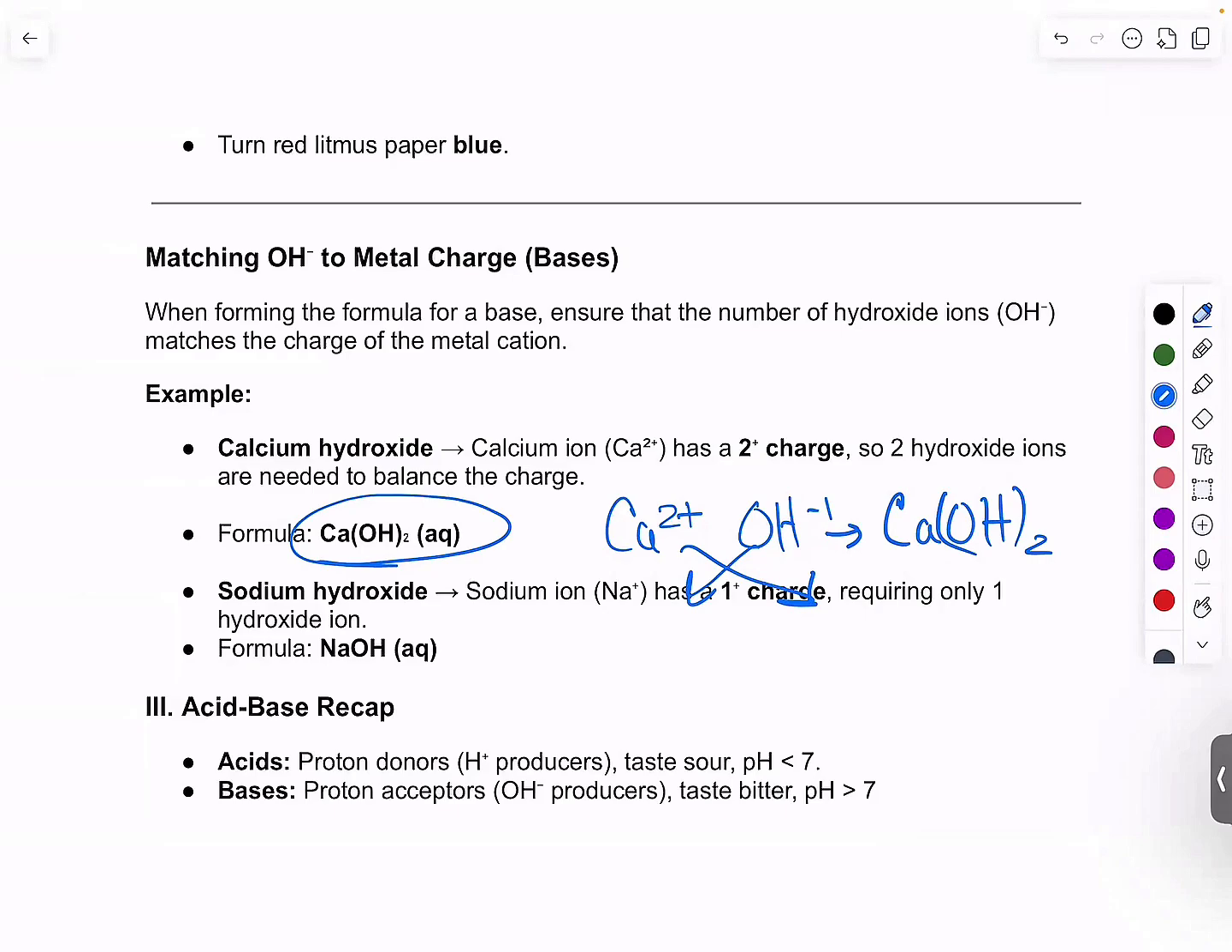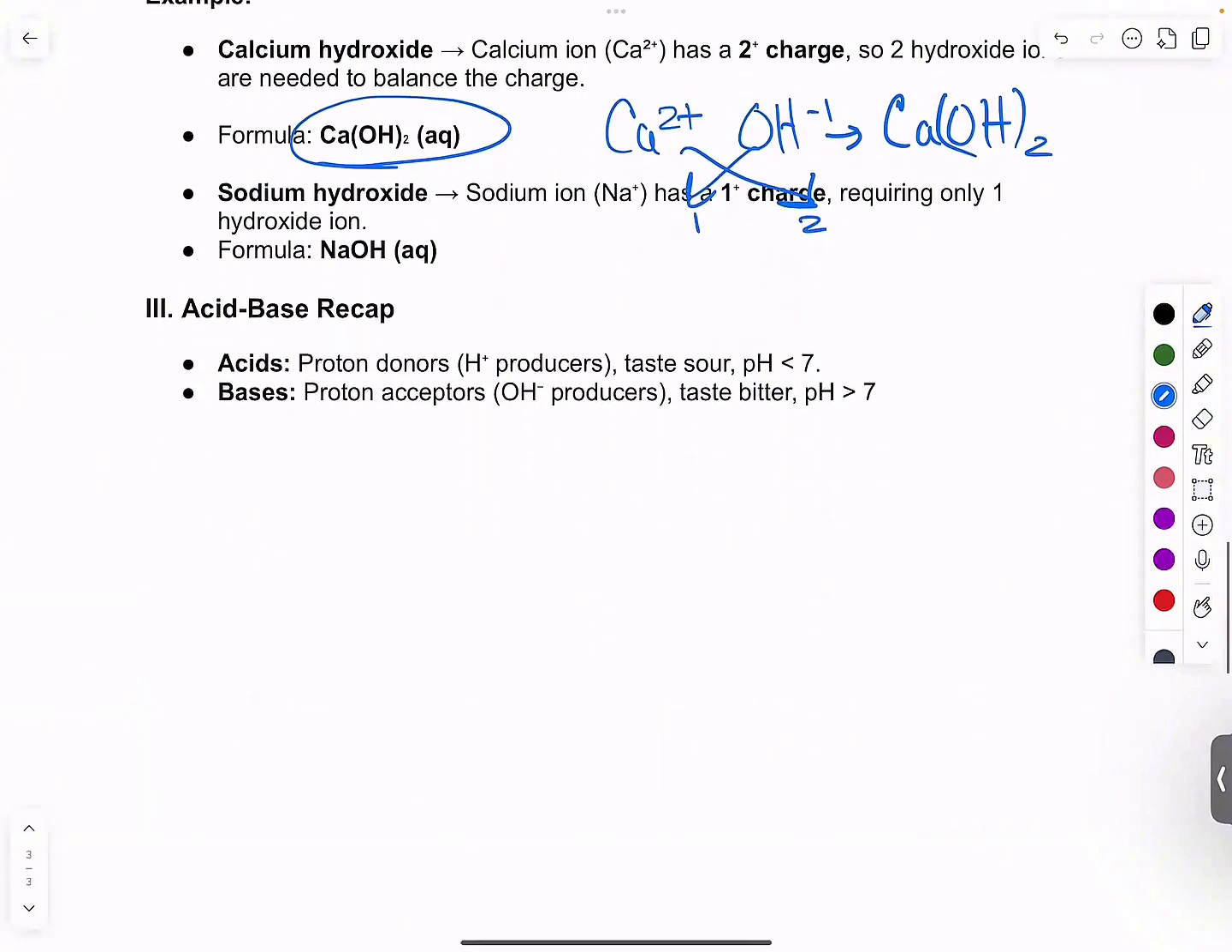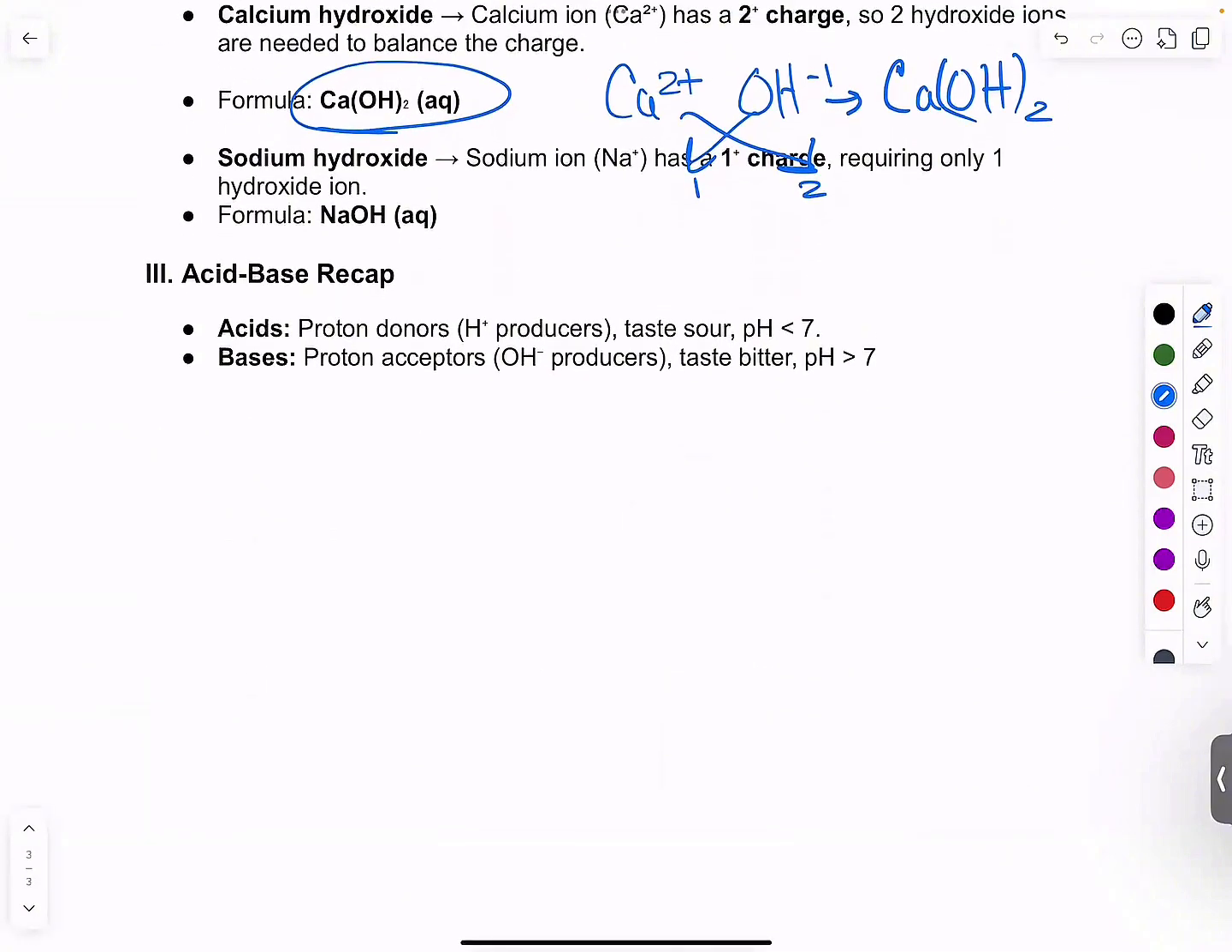Now, sodium attached to hydroxide. Sodium has a +1 charge, OH has a minus, so you don't need to flip anything here. I'll add those there for reference. So yes, calcium with hydroxide, we end up with Ca(OH)2. And just to recap: acids have a pH of less than 7. They have a sour taste. And bases are greater than 7. They taste bitter.